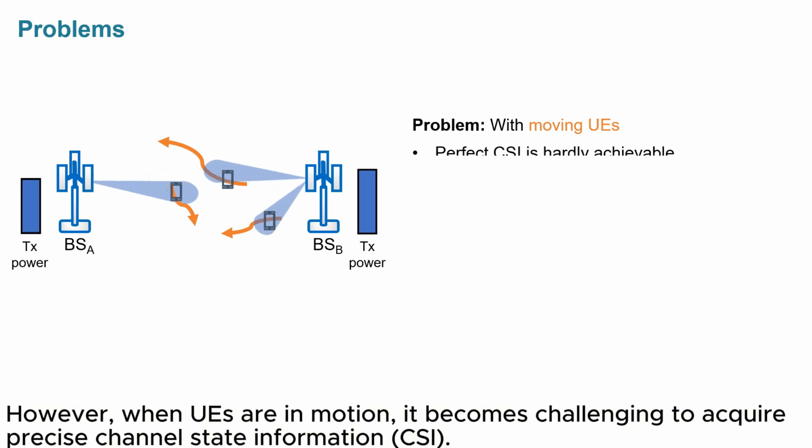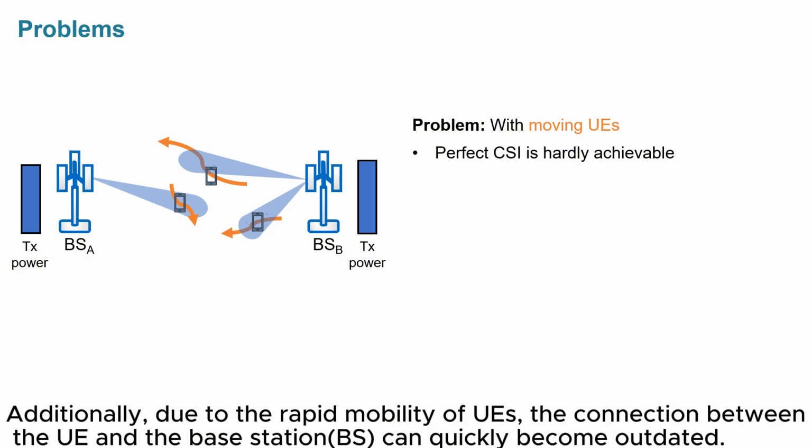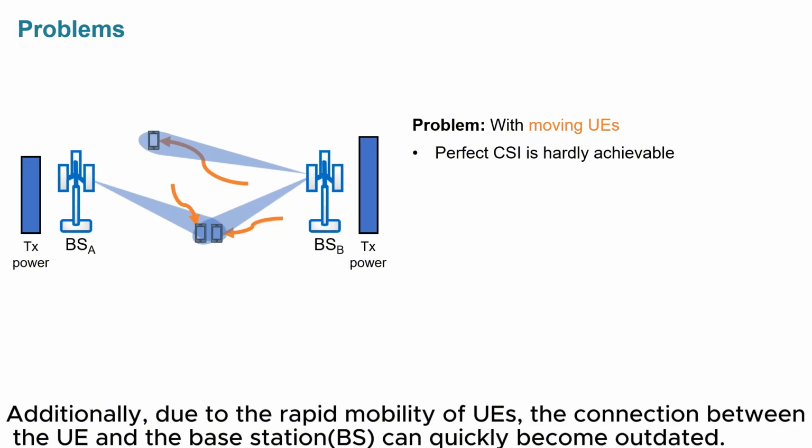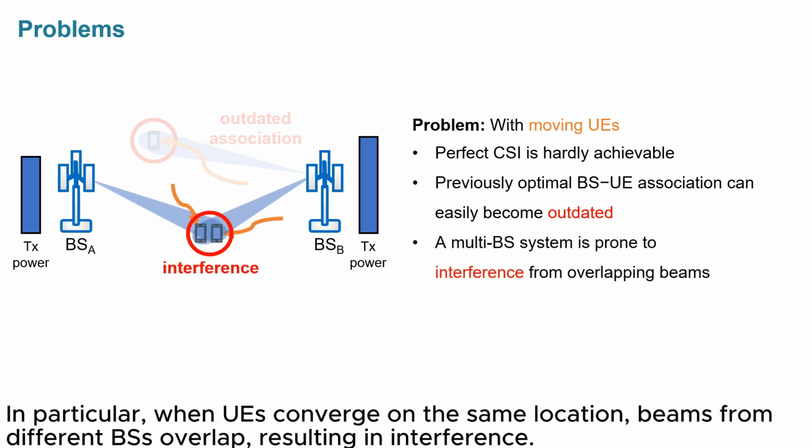However, when UEs are in motion, it becomes challenging to acquire precise channel state information. This leads to the formation of inaccurate beams. Additionally, due to the rapid mobility of UEs, the connection between the UE and the base station can quickly become outdated. In particular, when UEs converge on the same location, beams from different base stations overlap, resulting in interference.